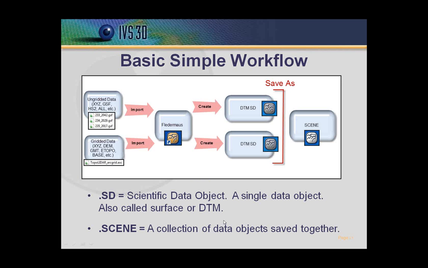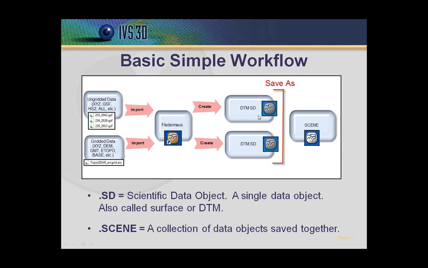And here's what a basic, simple workflow looks like, a very, very basic diagram. You'll have ungridded data, examples of ungridded data are XYZ, GSF, HS2. You'll import that into Fledermaus. You might have some data that's already gridded, which you'll import into Fledermaus. When it comes into Fledermaus, it automatically creates an SD file. This is what the icon for an SD file looks like if you have these floating around on your desktop.